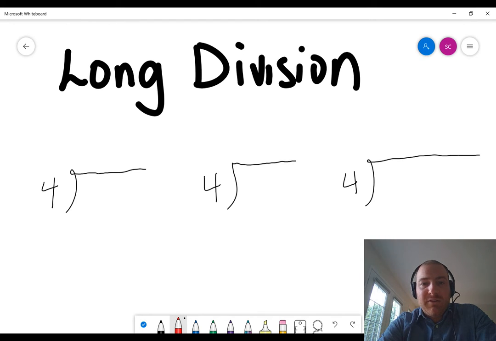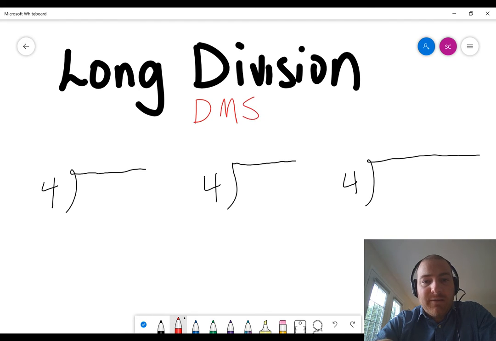So when we do long division, we are going to keep four key letters in mind. They help remind us of the steps that we're going to follow. Those letters are D, M, S, B. And remember that means division, multiplication, subtraction, and then bring down.